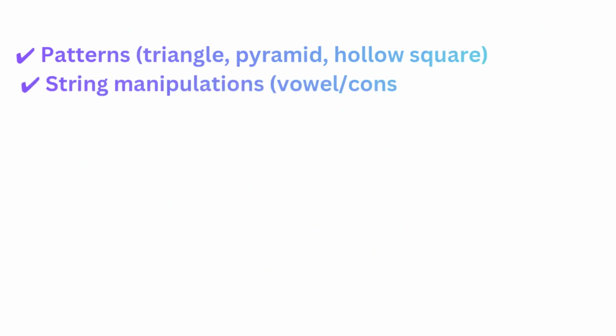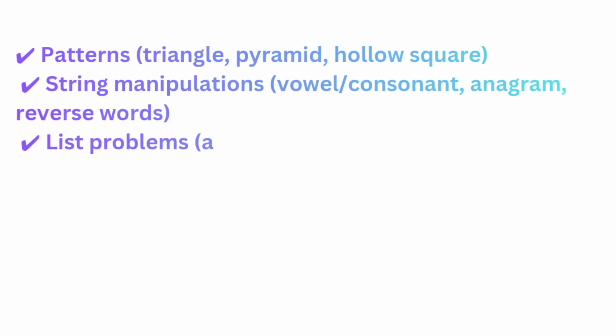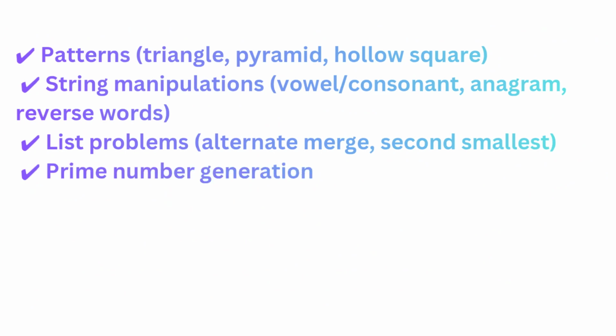So in this episode 3, we solved 10 problems using loop, string and list logic. Here are the topics that we have discussed: patterns, string manipulations, list problems, and prime number generation. So practice this repeatedly. These are common in coding rounds.